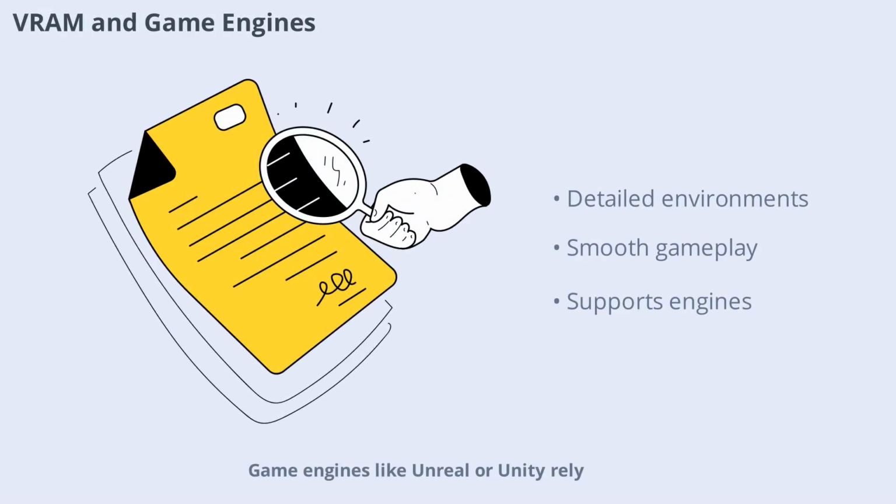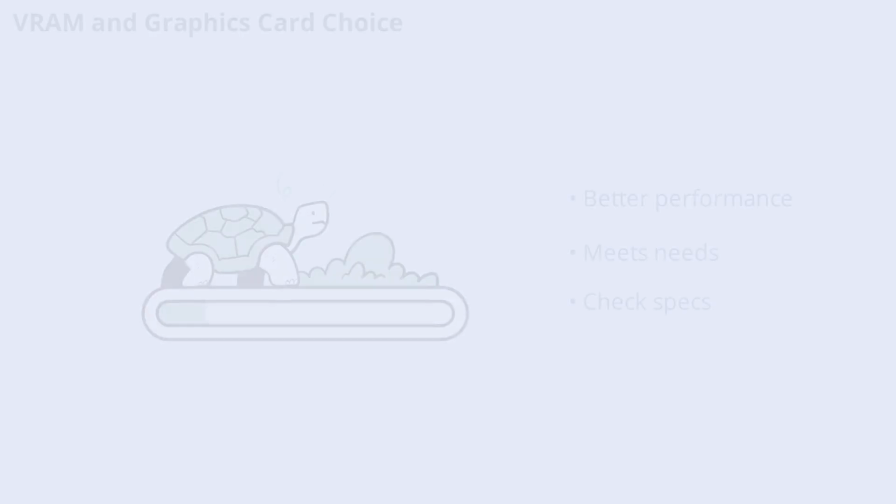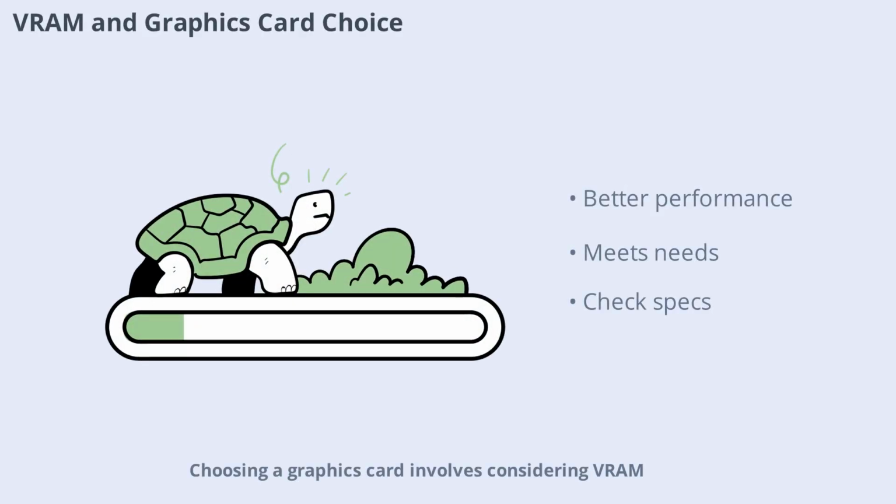Game engines like Unreal or Unity rely on VRAM to render complex scenes and effects. Developers and gamers benefit from higher VRAM, which allows for more detailed environments and smoother gameplay. Choosing a graphics card involves considering VRAM. Cards with more VRAM offer better performance for gaming, creative work, and future-proofing.